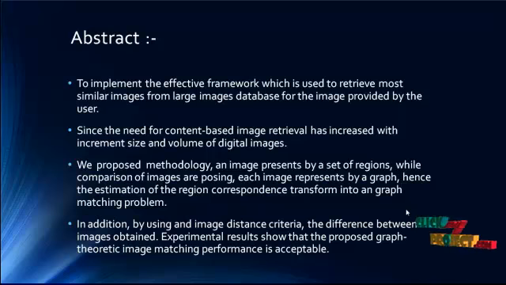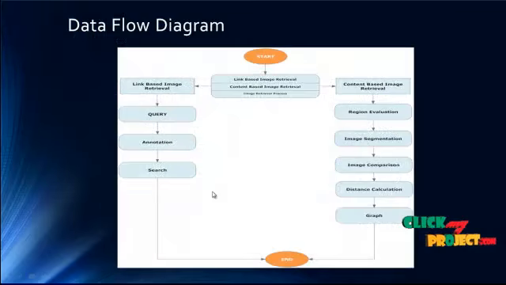This is the data flow diagram of our project. As I said, the image retrieval will be carried out by two methods. One is link-based image retrieval, another is content-based image retrieval. Link-based image retrieval will be carried out by the annotation process.